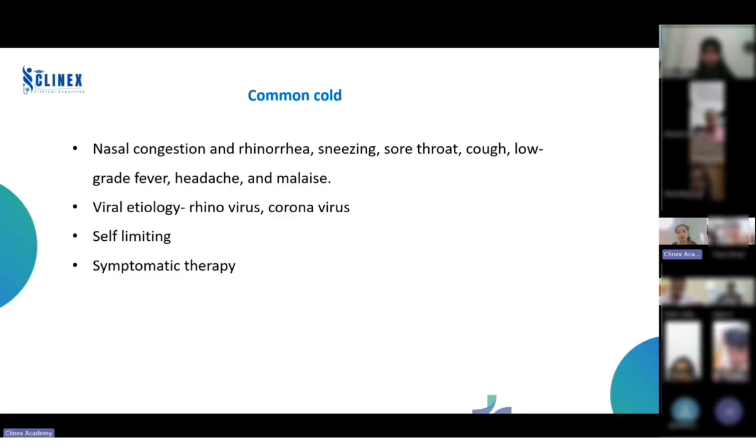Symptomatic treatment, of course, includes ipratropium bromide, which you give for running nose, and the antihistamines. Usually, antihistamines alone are not sufficient. Antihistamine-decongestant combinations are recommended. You can go through the guidelines. I'm not going into detail on all those things. Acetaminophen and NSAIDs can be given for pain management.